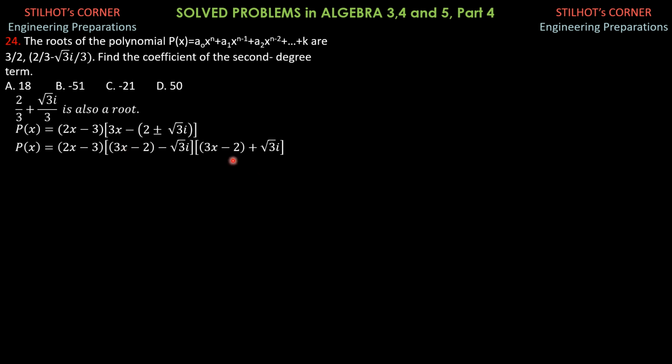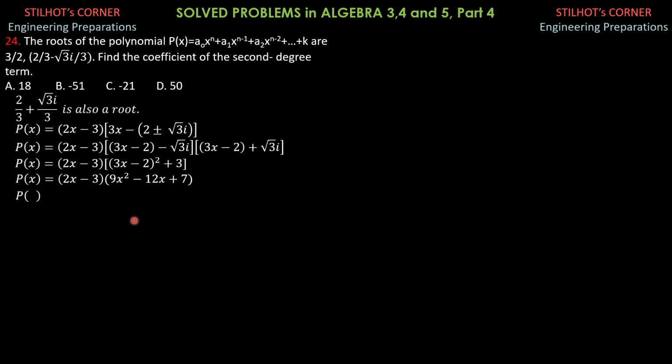So this is 3x minus 2 quantity squared, then minus 3i squared. Since i squared is negative 1, negative 3 times negative 1 is positive 3. So p of x is 2x minus 3 times quantity 3x minus 2 squared plus 3. Expanding this and combining with 3. So p of x is quantity 2x minus 3, quantity 9x squared minus 12x plus 4, then plus 3, 7.